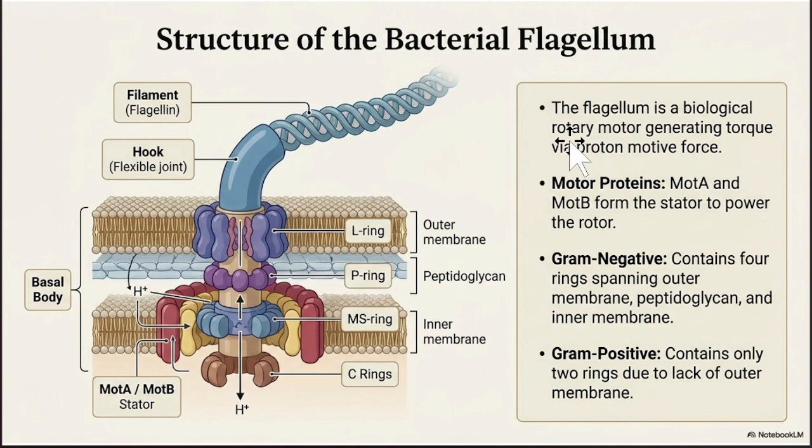Structure of the bacterial flagella. Here MotA and MotB form a stator to power the rotor. Gram negative bacteria contain 4 rings spanning the outer membrane, peptidoglycan and inner membrane. Gram positive bacteria contain only 2 rings due to lack of an outer membrane.